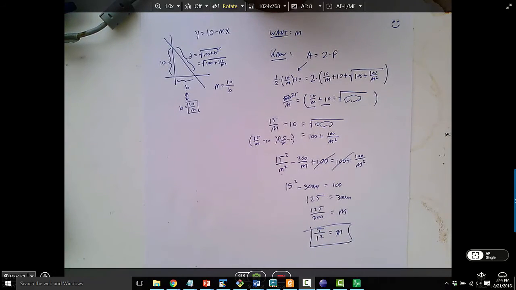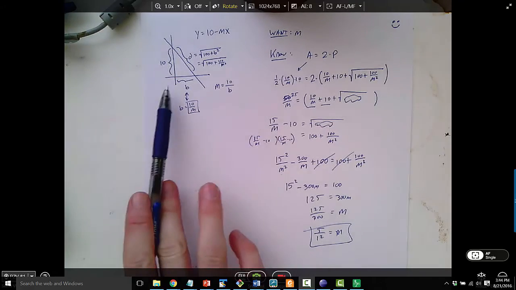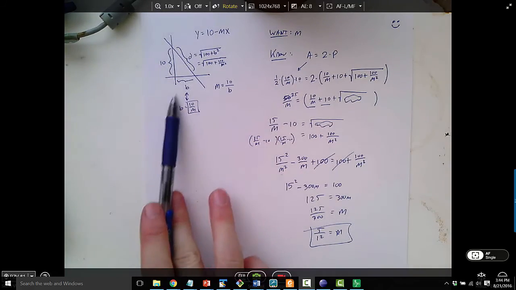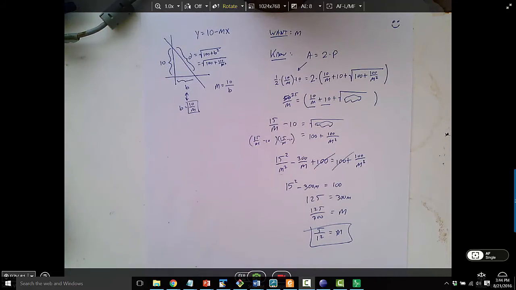And then if you wanted to go back and double check your answer, you would go back and calculate, if this is what m is, what is the area, and what is the perimeter. And make sure that twice the perimeter equals the area, just so that you know that it works. And we did that in class, so I'm not going to do that right now.